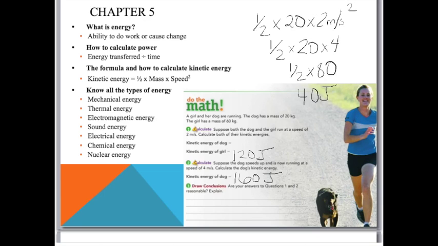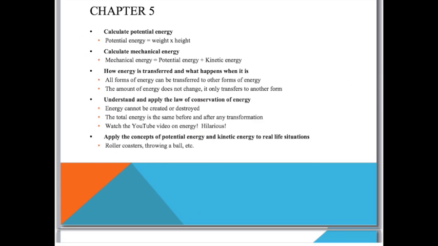The types of energy are all listed here on the left-hand side. These definitions should be all in your notebook, in your glossary, so you can use that to help you understand which type of energy is which. Okay, calculating potential energy. Potential energy equals weight times height, and mechanical energy is potential plus kinetic. Again, these will be on the screen. You do not need to memorize these. The only one you need to know for the test is density.